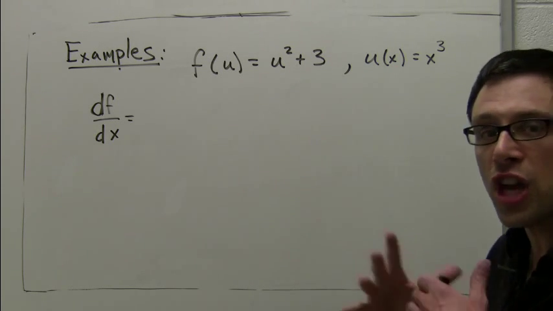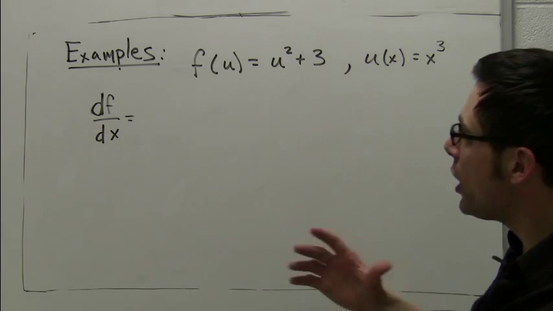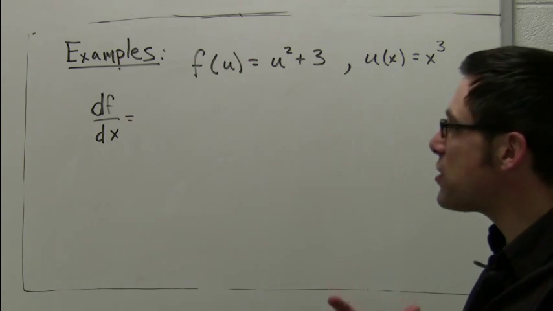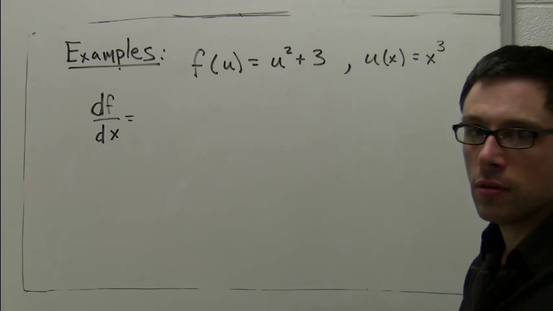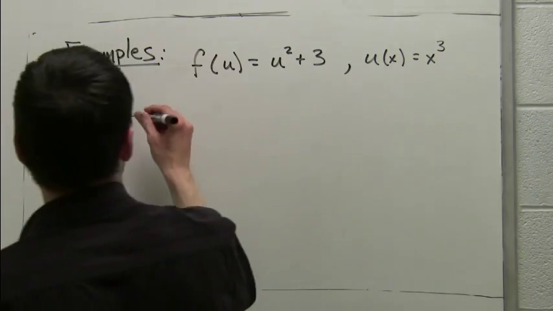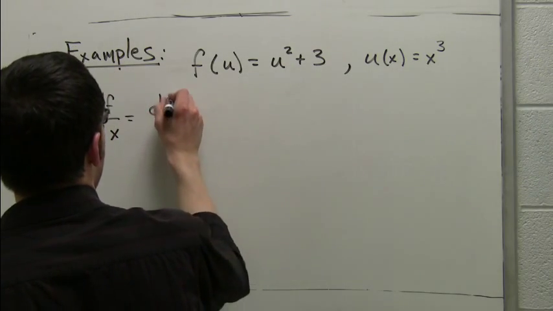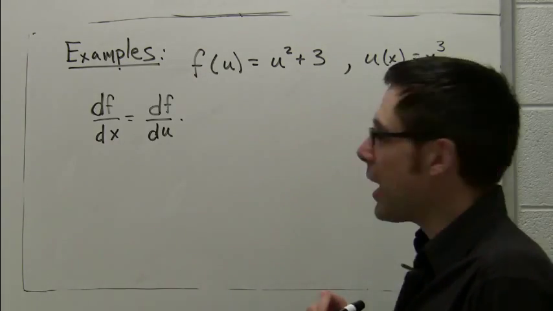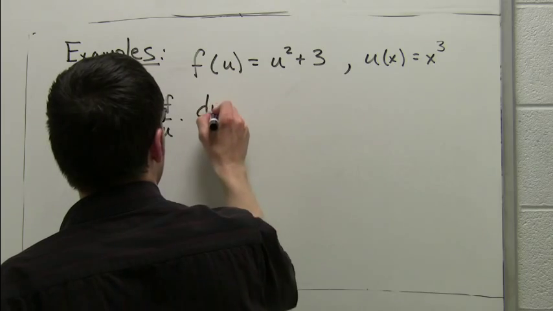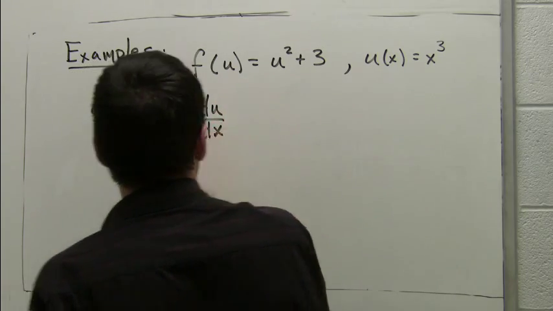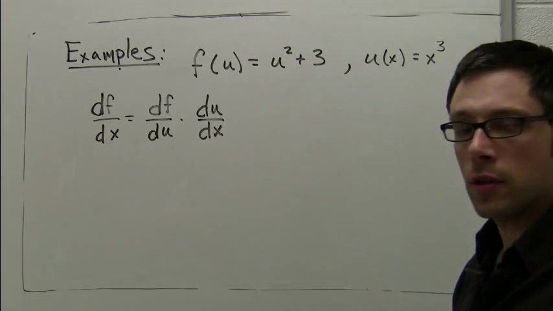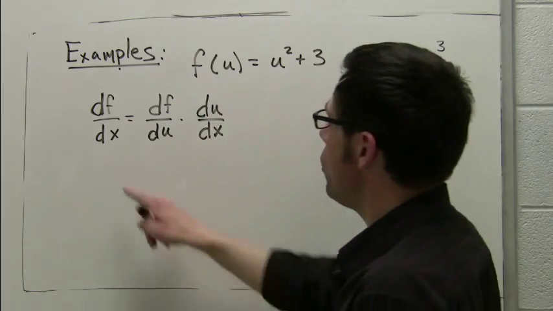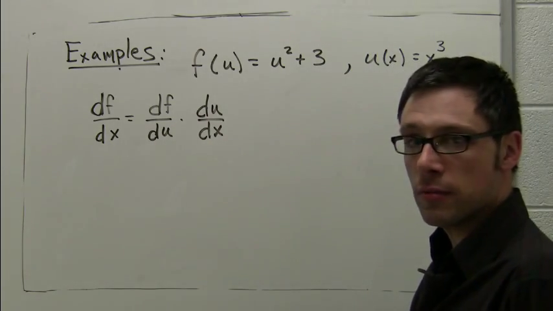So I have a chain of functions here. Really, what's going on is f is a composition of two functions. And so what I do is find out first how f is changing with respect to its input, which is u, and multiply that by the derivative of u with respect to its input, which happens to be x. And again, if we cancel out the du's, we get back to df dx.